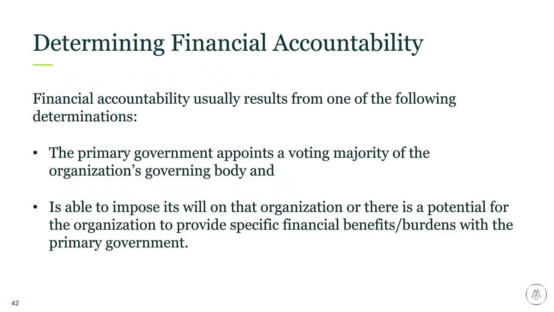Financial accountability usually results from these factors. Essentially, the primary government appoints a voting majority of the organization's governing body, and the tribe is really able to impose its will on the organization, or there is some potential for the organization to provide specific financial benefit or burdens to the tribe. So once it meets that criteria of a component unit, then you must go through the determination of, is it a blended component unit or discretely presented?